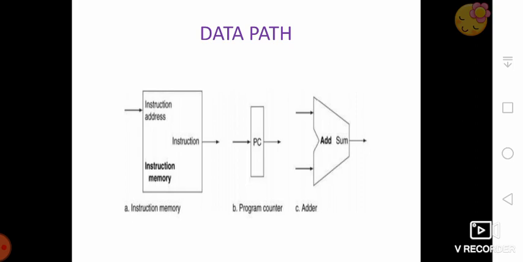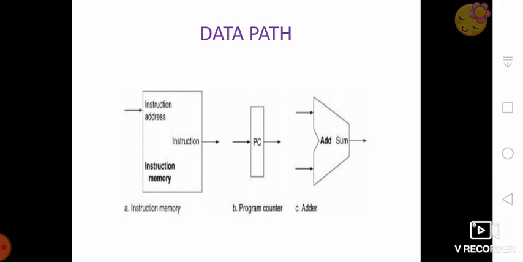First of all, we need to know what is meant by data path. The data path comprises the components of the processor that perform arithmetic operations and hold the data. Control means the components of the processor that command the data path, memory, and input/output according to the instructions of the program. Building a data path.